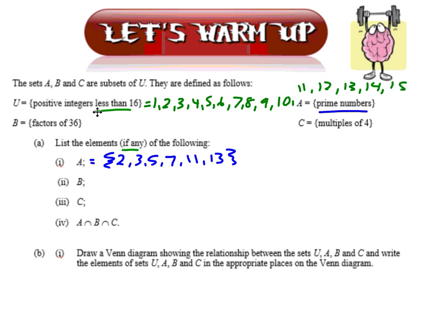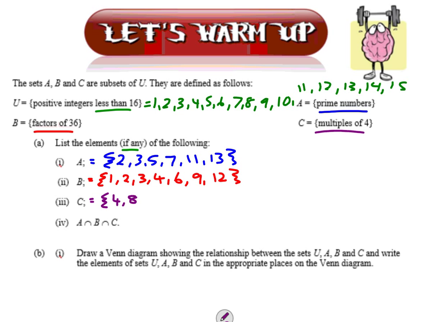The next one to do is B, and B is factors of 36, so numbers that divide evenly into 36. From our universal set, we've got the numbers 1, 2, 3, because 3 times 12, 4, because 4 times 9, 6, because 6 squared is 36, 9, 12. And that's all the ones that are less than 16. C is multiples of 4, which is easy. Multiples of 4 start with the number itself and continue upwards. So all we've got is 4, 8, 12, only 3 numbers in that set.